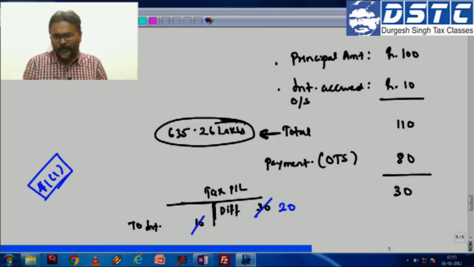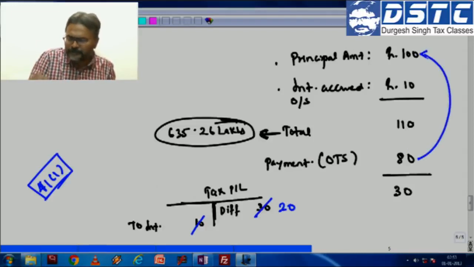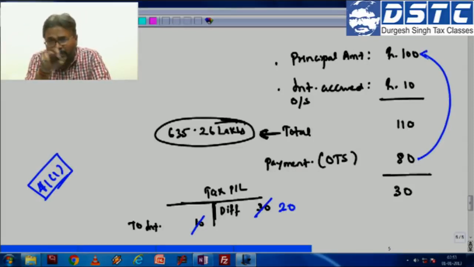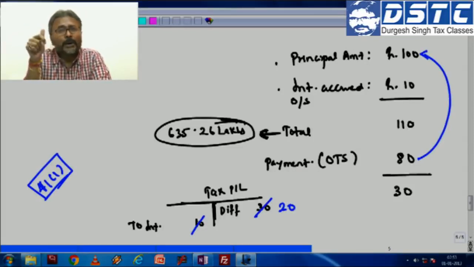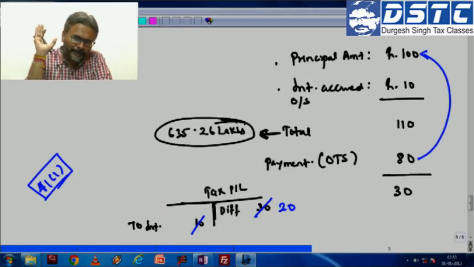because we can say this OTS is for the principal amount. So therefore the interest is also being waived. The waiver of the interest will not be considered as deemed income. Why can it not be considered as deemed income? Because the first condition is not satisfied, and the first condition happens to be that there has to be a deduction of interest.